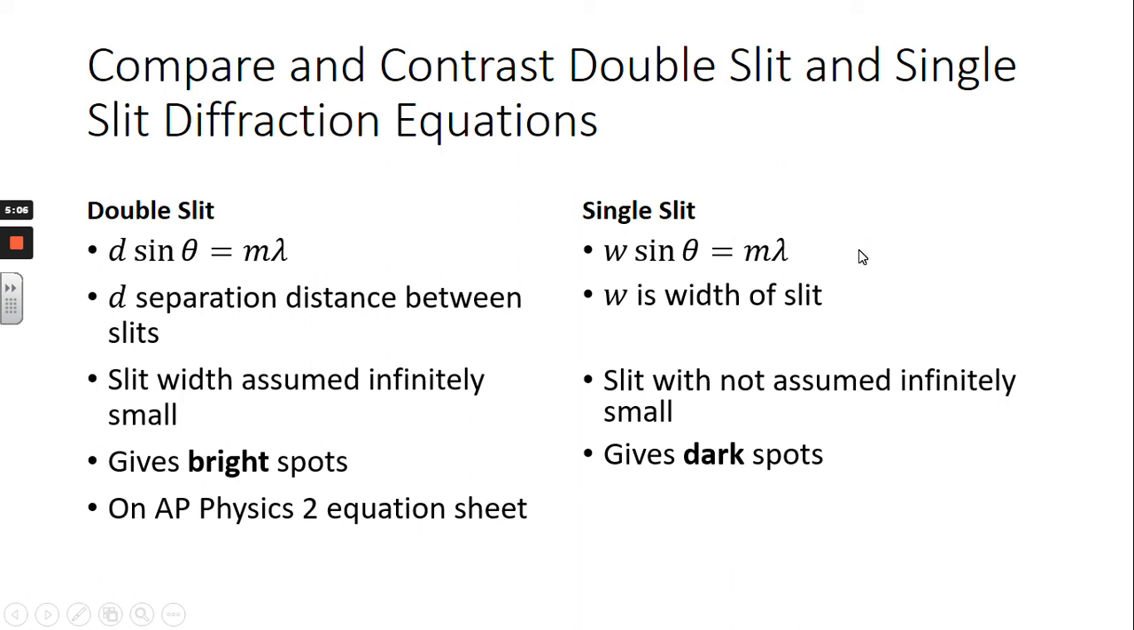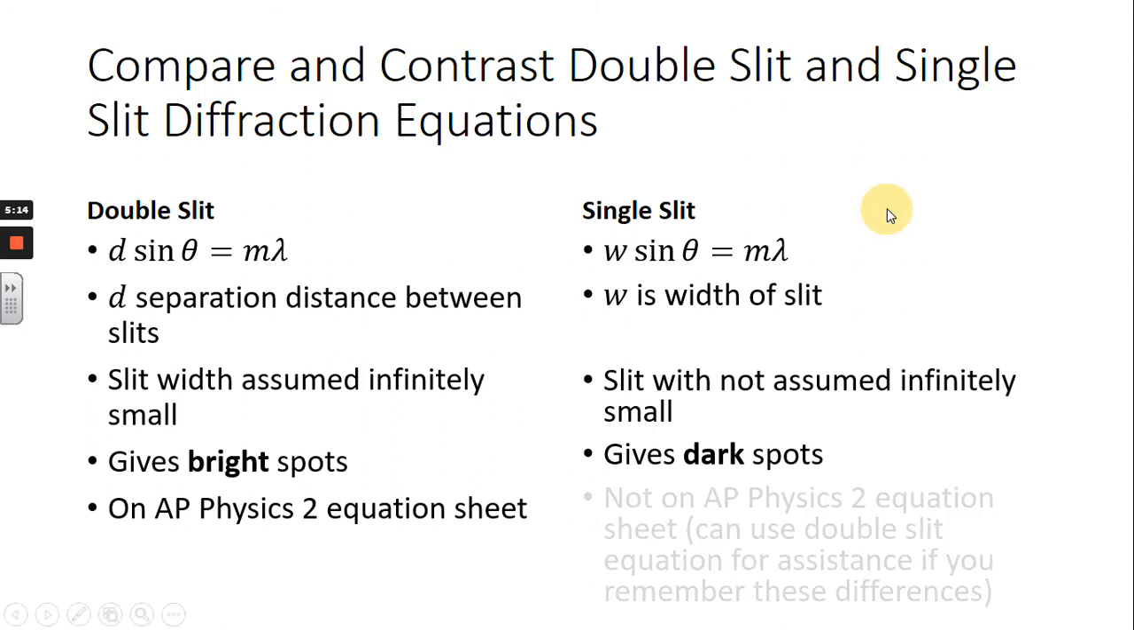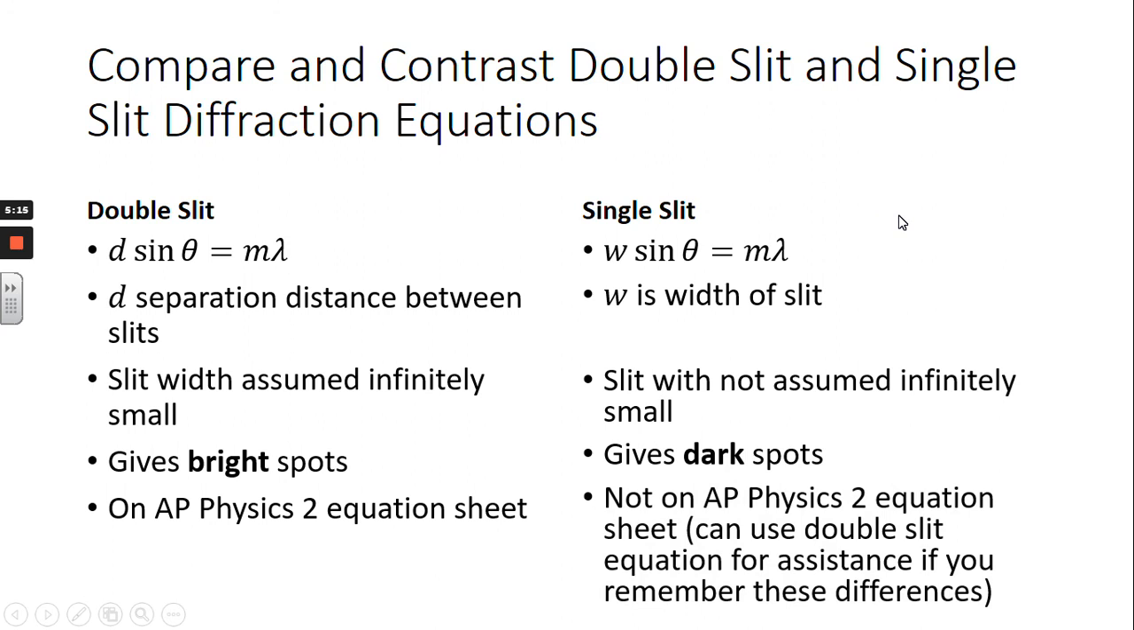The probably most relevant difference to you is that the double slit equation is on the AP Physics 2 equation sheet, but the single slit equation is not. So you need to know how to go from the double slit equation to the single slit equation and know these differences in our compare and contrast here.